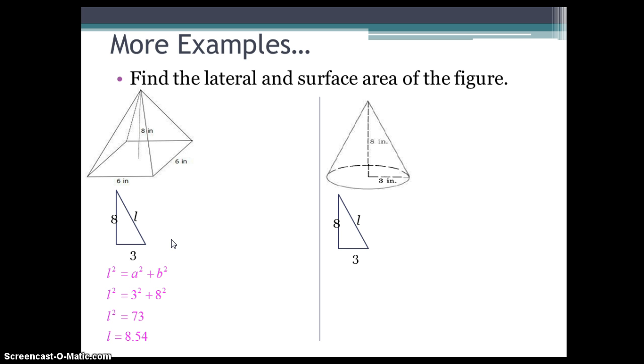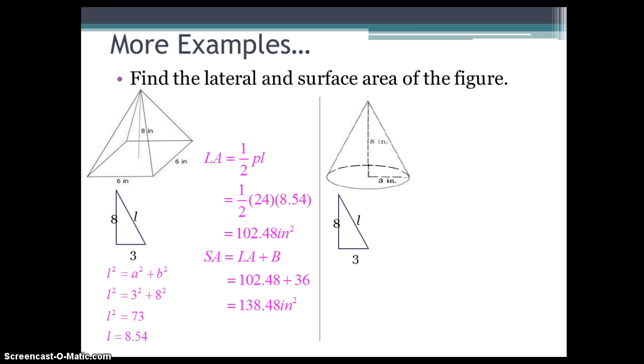8.54. Putting that into my formula, half of the perimeter, there are 4 sides of 6, which is 24, times the slant height, I get the lateral area of 102.48 square inches. And then the surface area is going to be the lateral area, which I just found, plus the area of the base. And the area of the base is 6 times 6, so 36. My total being 138.48 square inches is the surface area.